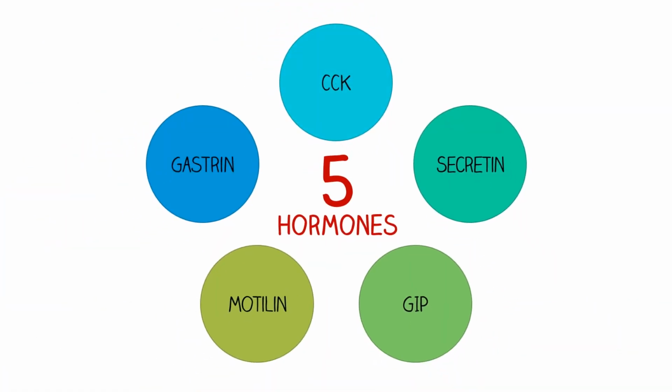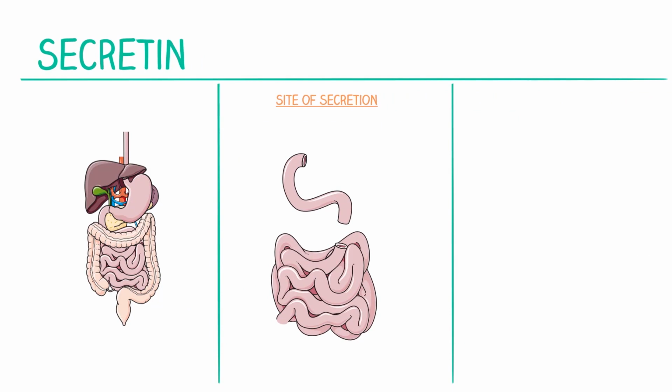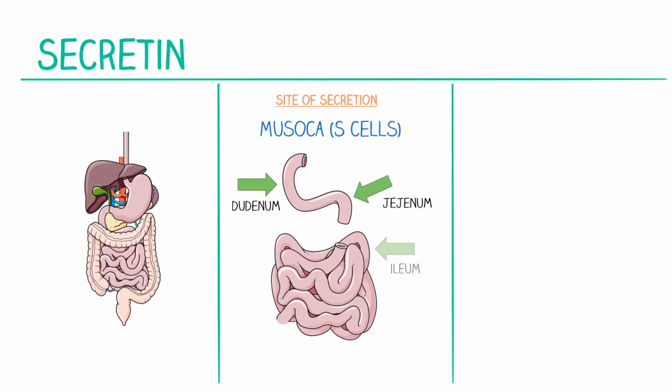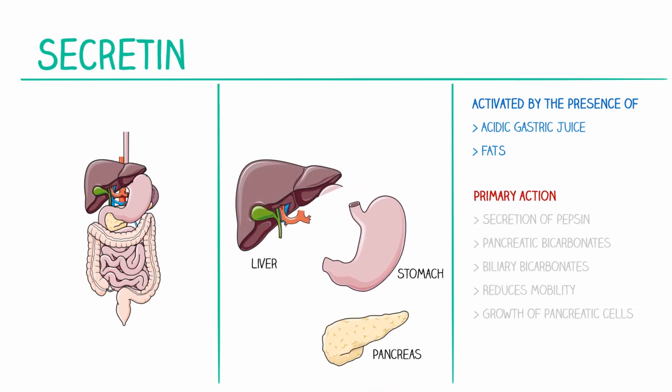Secretin is the first gastrointestinal hormone discovered by humans. It is secreted by the S cells of duodenum, jejunum, and ileum. The hormone is secreted in response to acidic gastric juice entering the duodenum and also by the presence of fats. This hormone induces the secretion of pepsin, pancreatic bicarbonates, and biliary bicarbonates. It also reduces gastrointestinal motility and promotes the contraction of gallbladder.